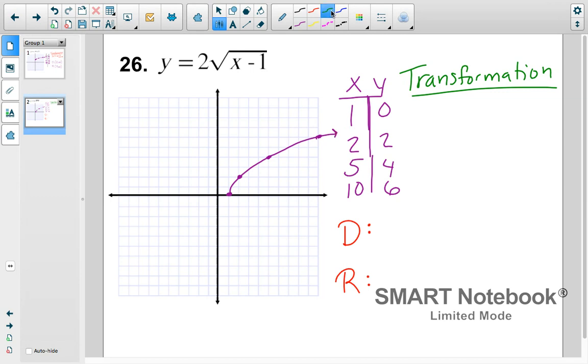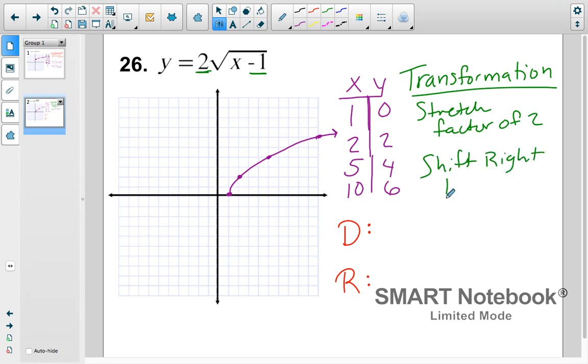Now we need to describe any transformations, if there are. There are, actually. This number indicates whether or not there's a stretch or a shrink. If it's bigger than 1, it's a stretch. 2 is bigger than 1, so I have a stretch. And it's a factor of 2. This number in the radical, if there is a number in the radical, indicates whether or not we shift left or right. I see x minus 1, and you can see from observing the graph, we shift right. So we shift right 1 unit.